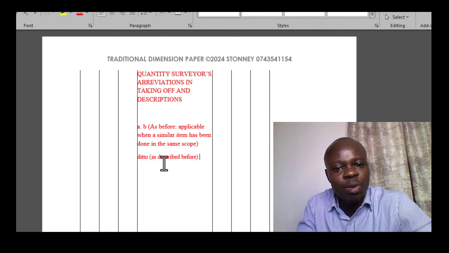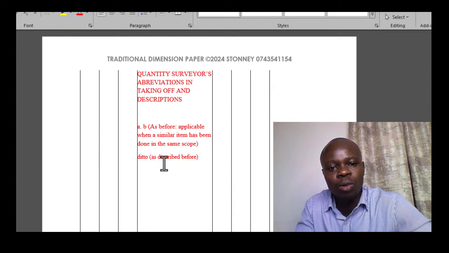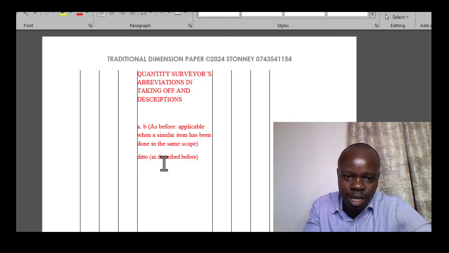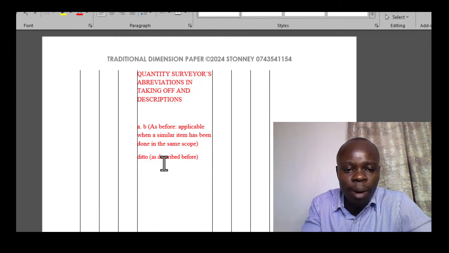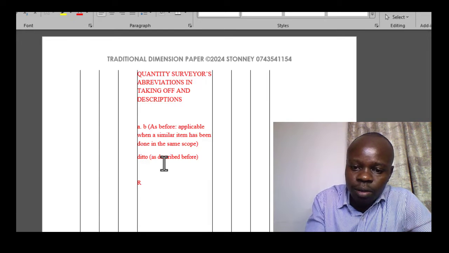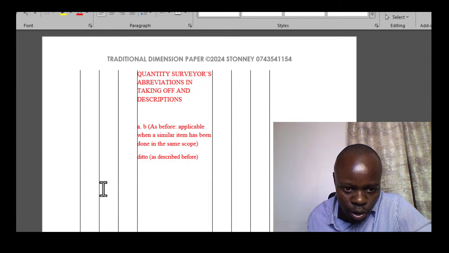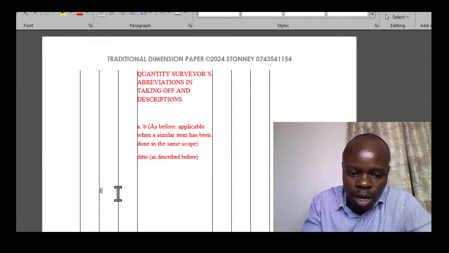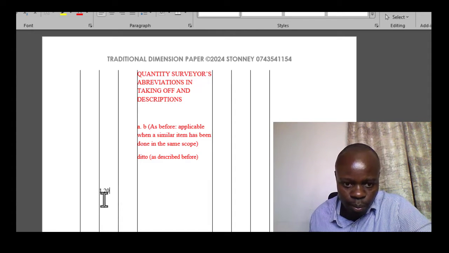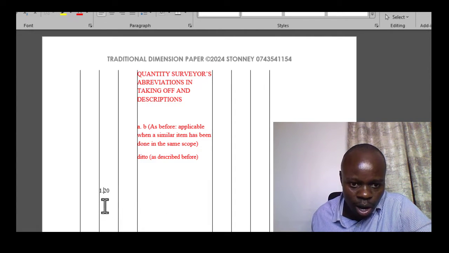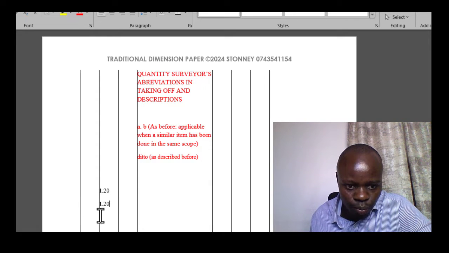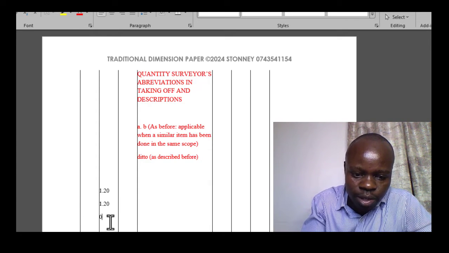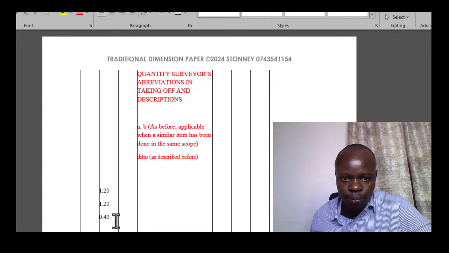So in this case, when you refer to an item as ditto, for instance, an example in case is this. You've talked about, for instance, you have your dimensions. Just an example of, let me say, a concrete pad footing. So you have 1.2, you also have another 1.2, and you have, for instance, 0.40.